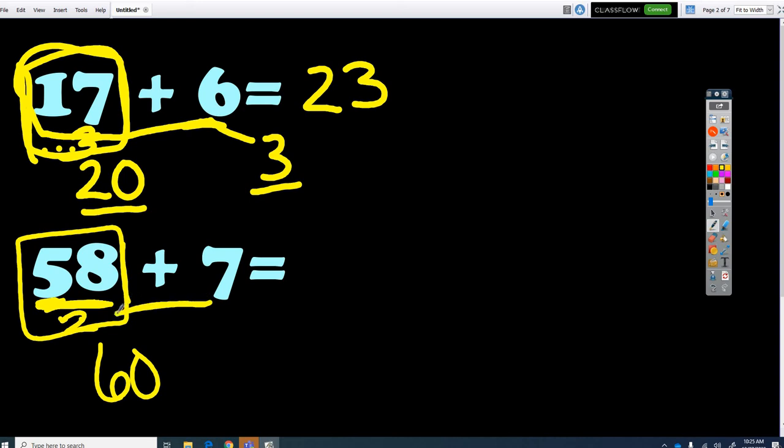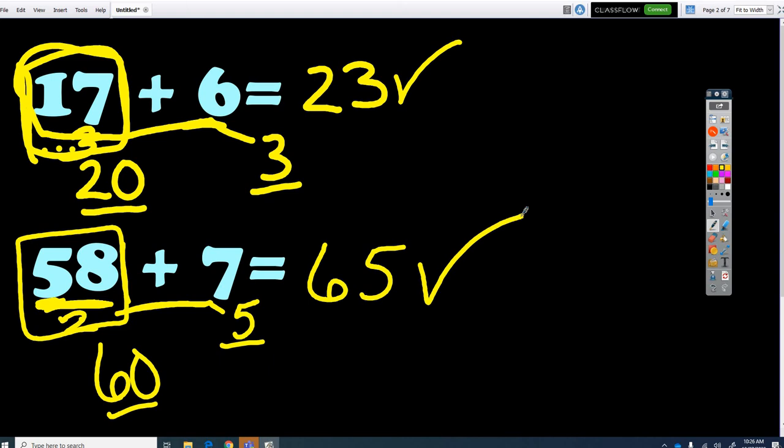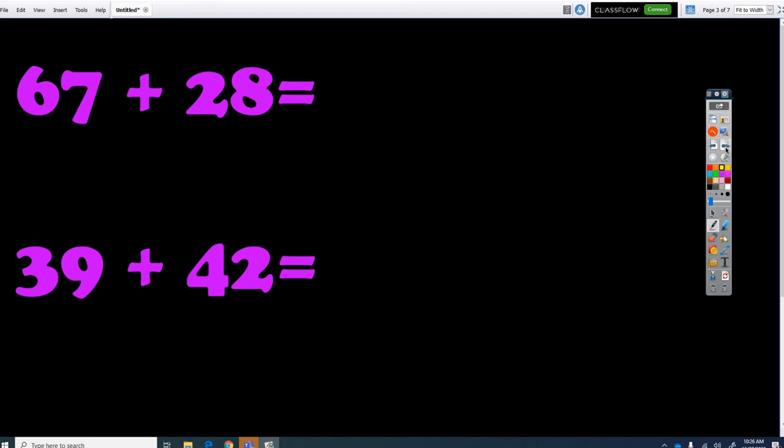But if I took 2 from the 7, I would only have 5 left, right? So I've got to think 60 plus 5. I know that kind of doesn't look like a 5. I'm going to fix it a little bit. There, now it looks like a 5. 60 plus 5 is 65. Yep. Very good. Did you guys get 23 and 65? Good. All right, we also worked on that make a 10 number strategy even if we had two-digit numbers.